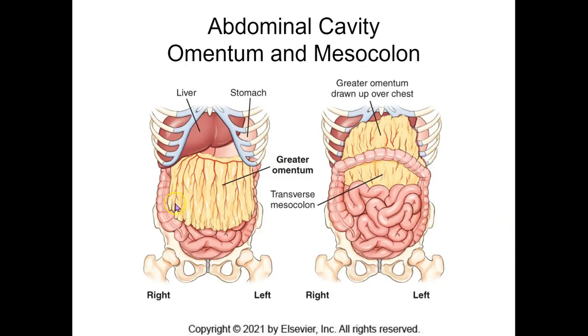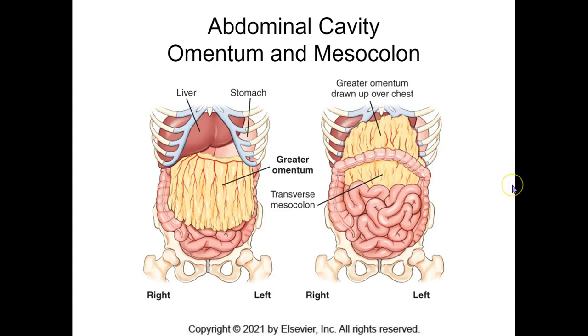This is the greater omentum covering the small intestine. So if you were to cut open the abdomen, the first structure you would see once you cut through that membrane, that parietal peritoneum, would be the greater omentum. And within the greater omentum, there are deposits of fat, and it actually acts as a layer of insulation between the abdominal cavity and our exterior. The greater omentum is often nicknamed the fatty apron.